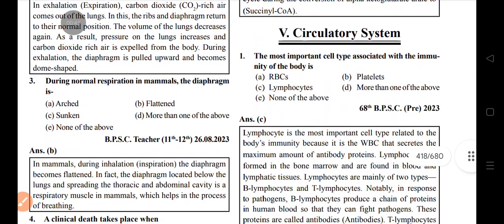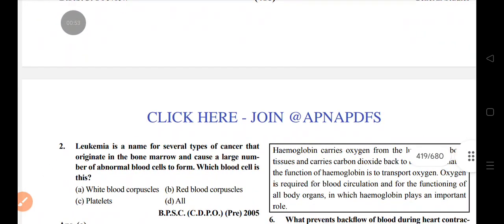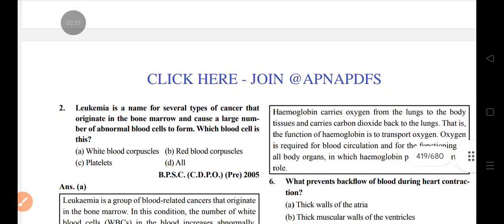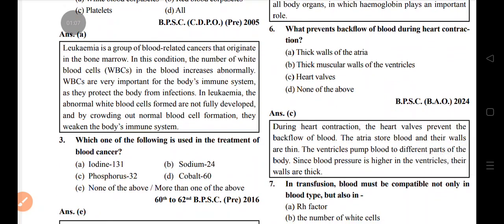3. Circulatory system. Most important cell type associated with the immunity of the body is lymphocyte. Leukemia is the name for several types of cancer that originate in the bone marrow and cause a large number of abnormal blood cells to form. Which blood cell is this? White blood corpuscle, WBC.